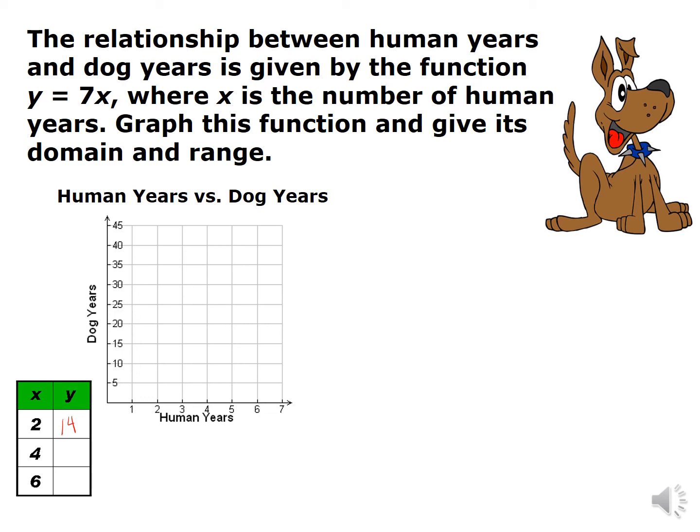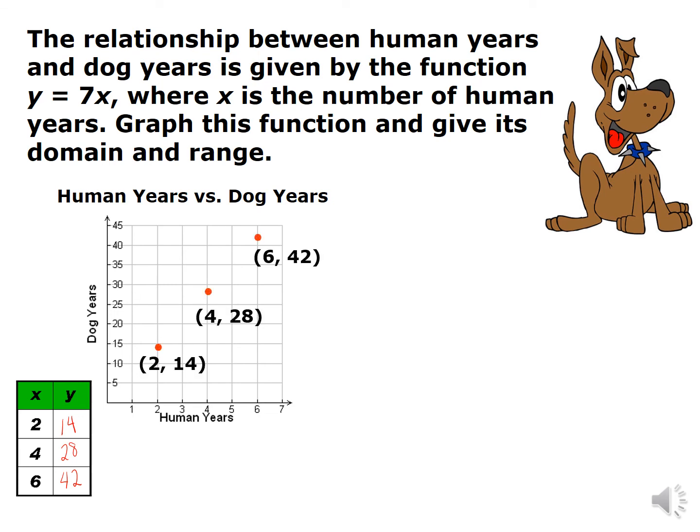At 4 years, your dog is now 28. So he's in that age range. And then when the dog is 6, he's 42 in human years. So that can help you understand how your dog is aging. So we put those points on our graph.